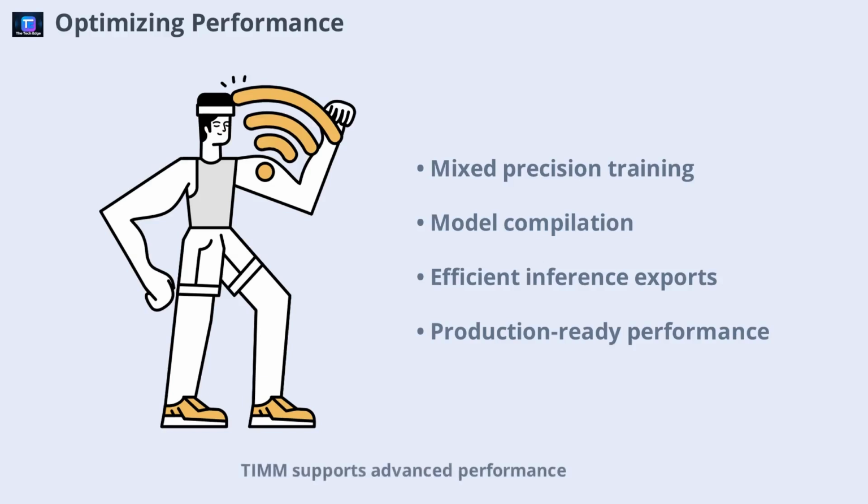TIMM supports advanced performance optimizations like mixed precision training, model compilation, and efficient inference exports. With mixed precision, you can speed up training and reduce memory usage. PyTorch 2's model compilation brings a 20–30% speedup, and exporting models to TorchScript or ONNX makes deployment a breeze. These features ensure that TIMM models aren't just easy to use, they're also ready for production at scale.